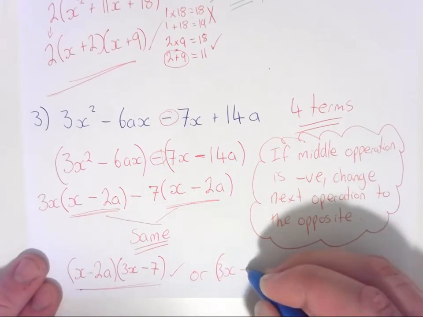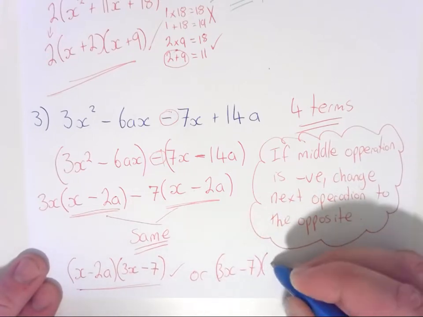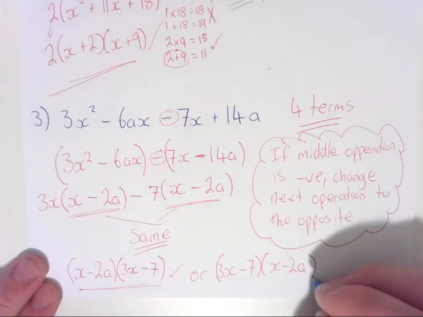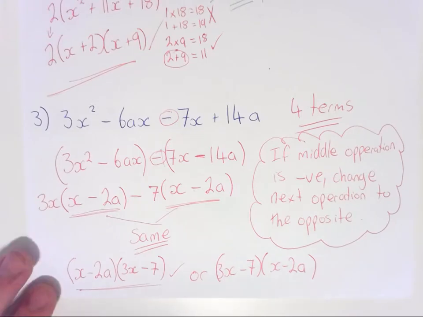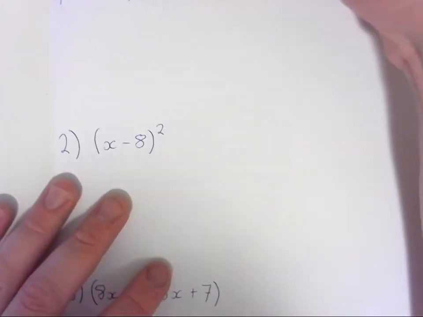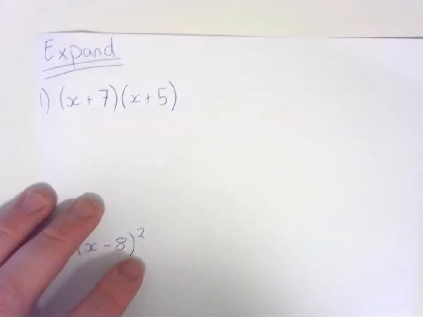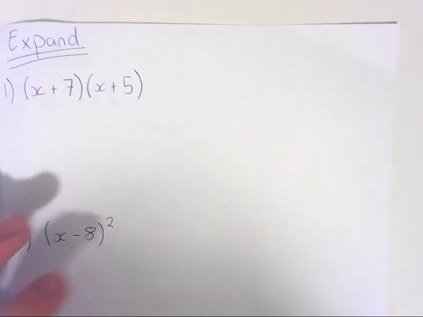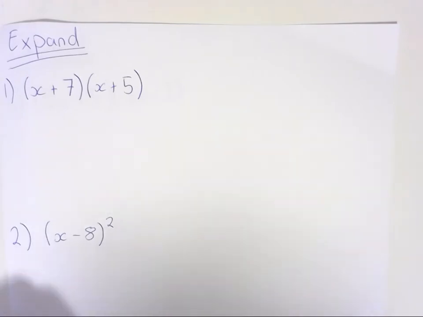3x rather, take 7, x take 2. Alright, they're the two ways we could have written that one. Next question I'm going to have a bit of a look at is some expanding. Hopefully we're aware that expanding and factorizing are opposites of each other. Expanding is getting rid of brackets from an equation, multiplying out those common factors. Factorizing is taking out those common factors.